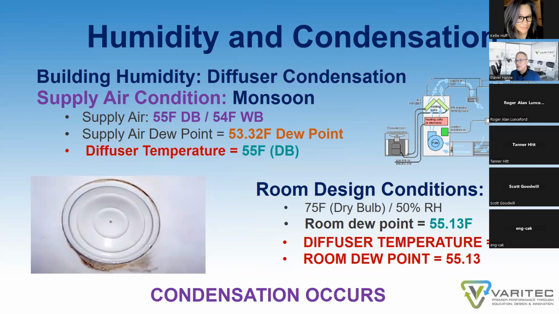So let's look at a condition then. Let's look at a supply air condition of 55, 54 in a monsoon, supplying air at 53.32 degree dew point, a diffuser temperature of 55 degrees. We would assume, because that's the air condition at the diffuser, the room dew point at 75 and 50% RH is 55 degrees. Your diffuser surface temperature is equal to room dew point. Condensation now occurs. You have those beads of liquid forming on your diffuser because its temperature is at dew point. Consequently, you have a humidity challenge in a space.